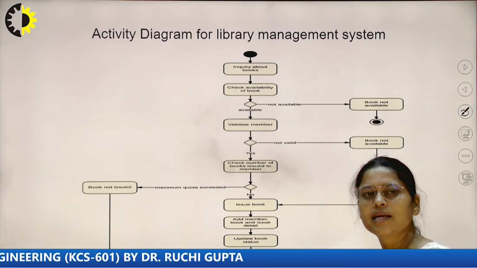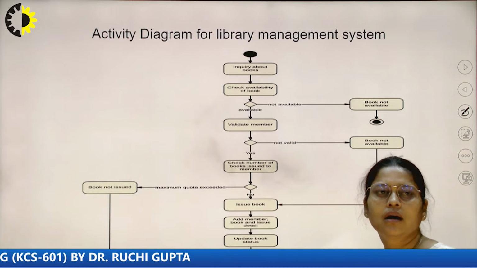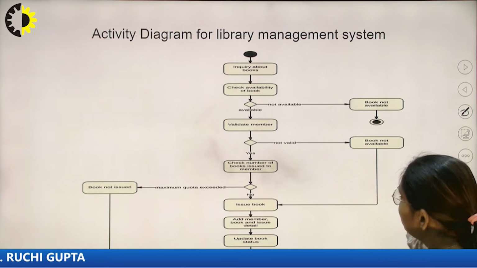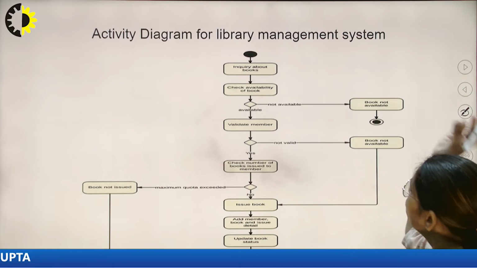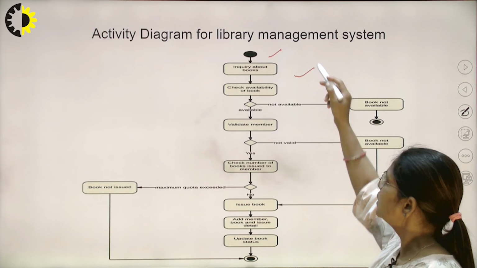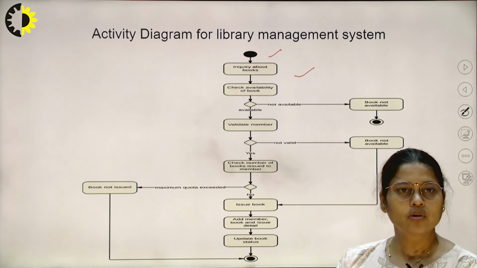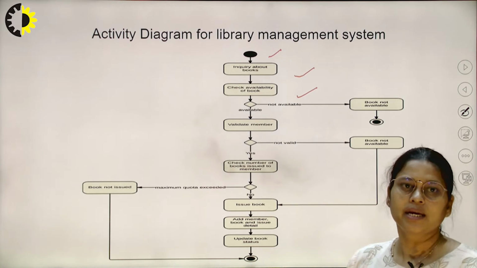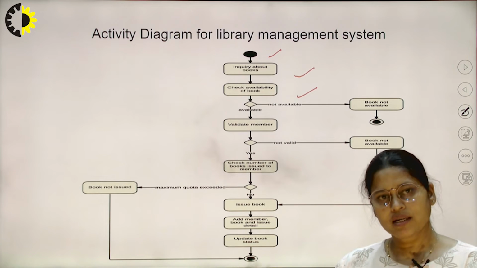And this is an example of a library management system. This is an activity diagram of a library management system. So we start with the start point. Then we take the first activity, that is inquiry about books. Then the second activity, check availability of book. Is the book available or not?